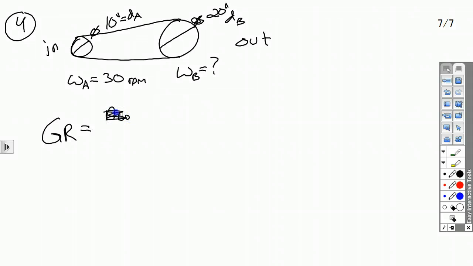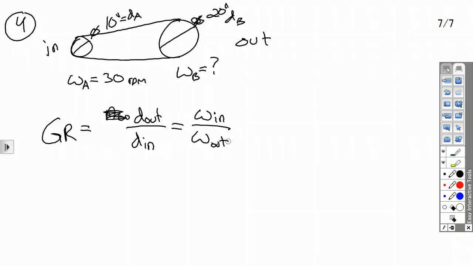The diameter of the out pulley over the diameter of the in pulley should be equal to the angular velocity of in over the angular velocity of out. So again, if it's larger, it should spin slower. If it's smaller, it should spin faster. Think about the relationship between circumference, how much distance it has to cover, and so on.